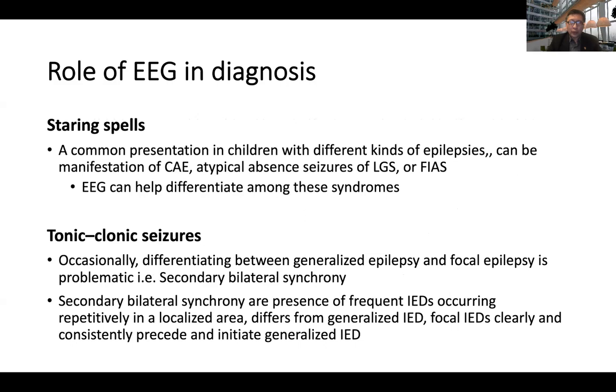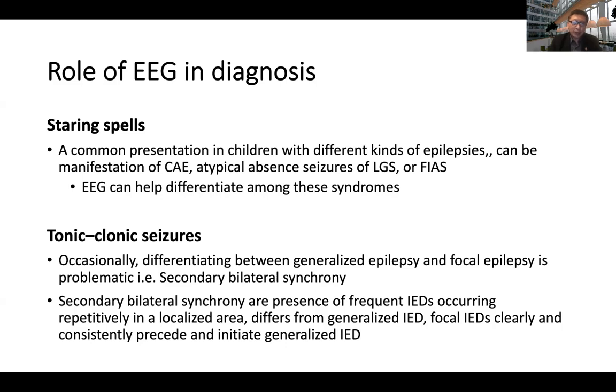Let us go to examples of some types of seizure and the role of EEG in diagnosis. For example, a staring spell, a common presentation in children with different kinds of epilepsy, can be a manifestation of childhood absence, atypical absence, Lennox-Gastaut syndrome, or focal impaired awareness seizure. So EEG can help to differentiate among these syndromes.